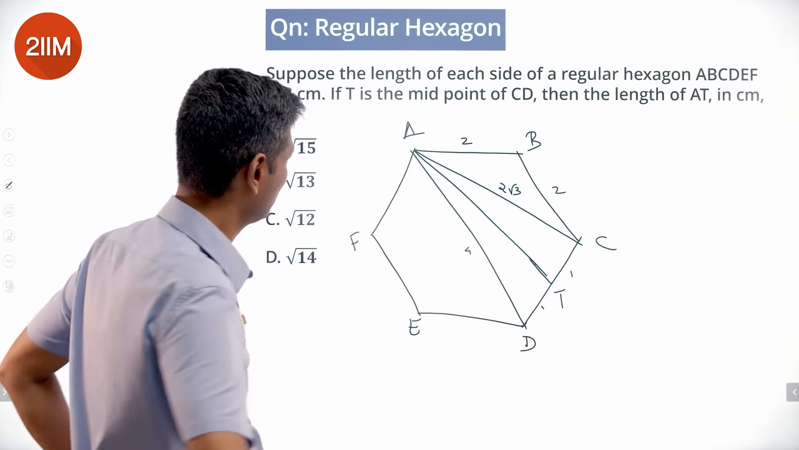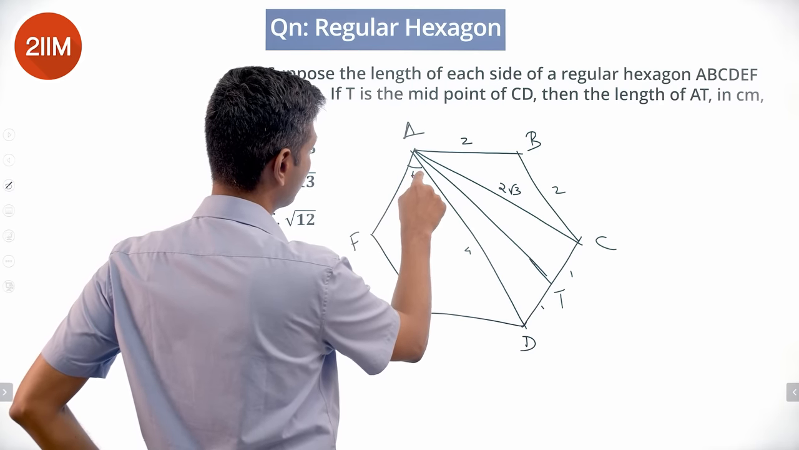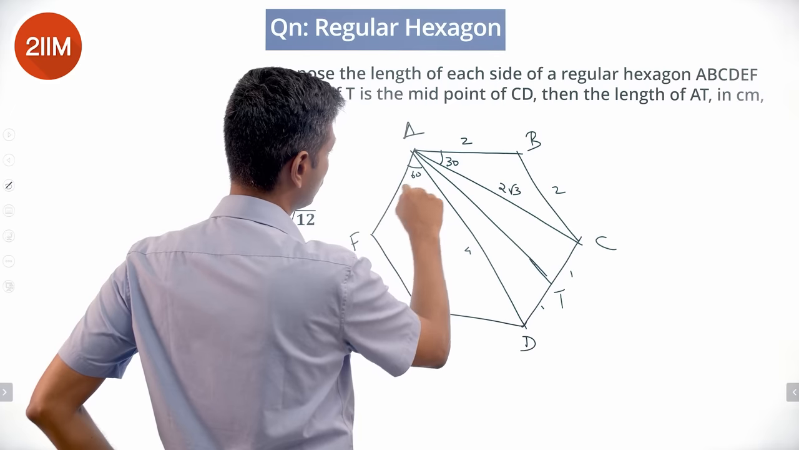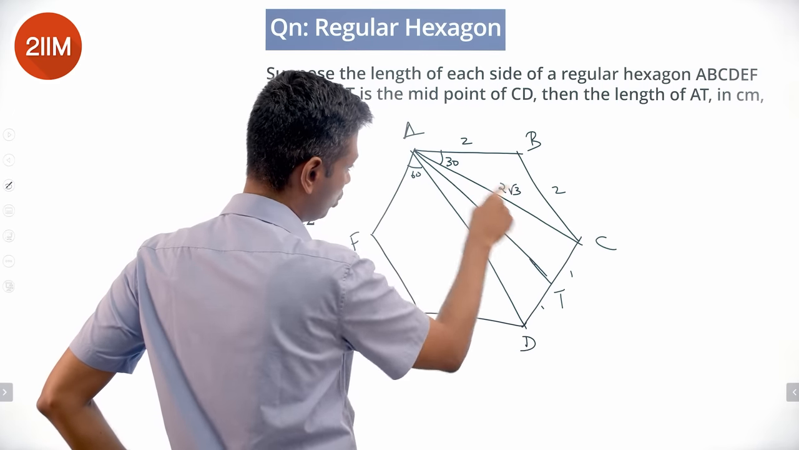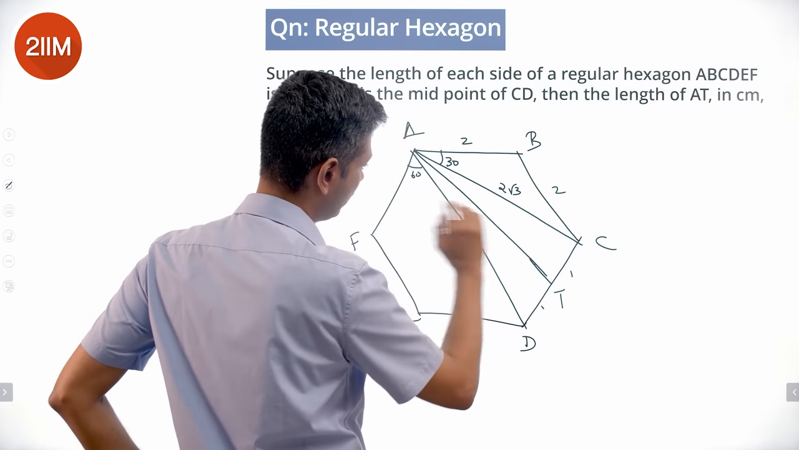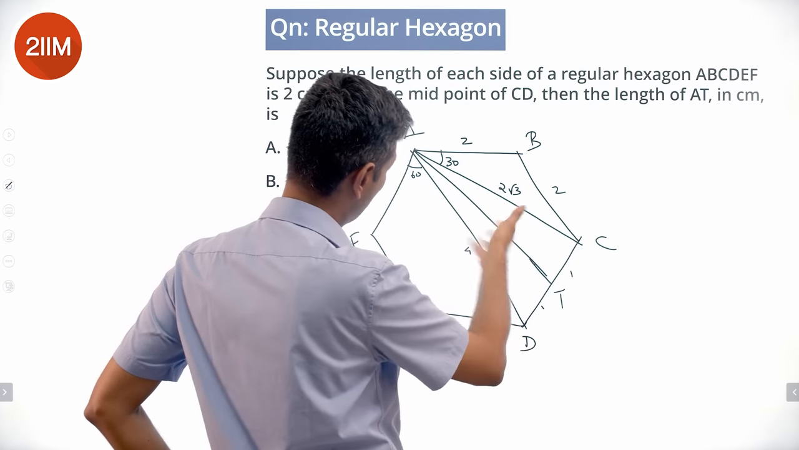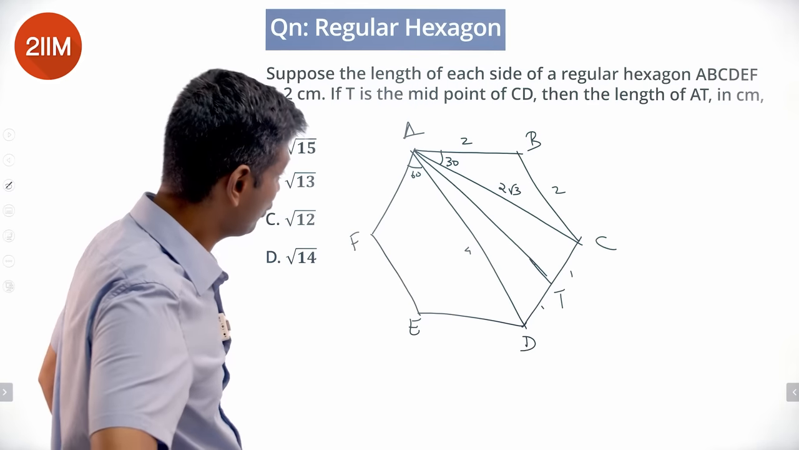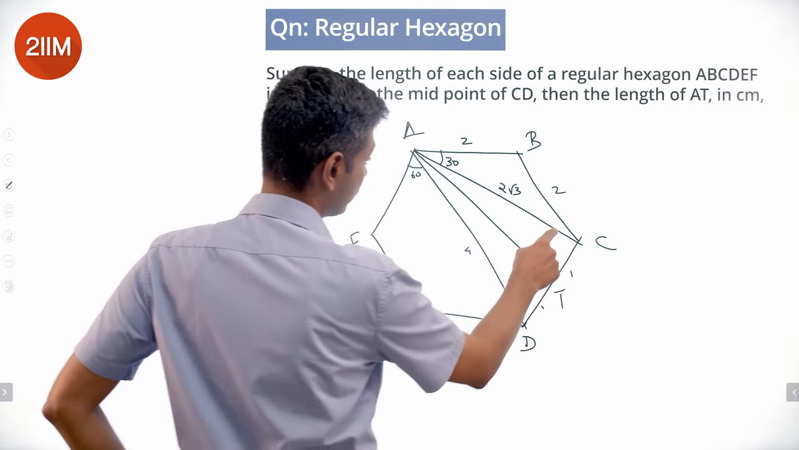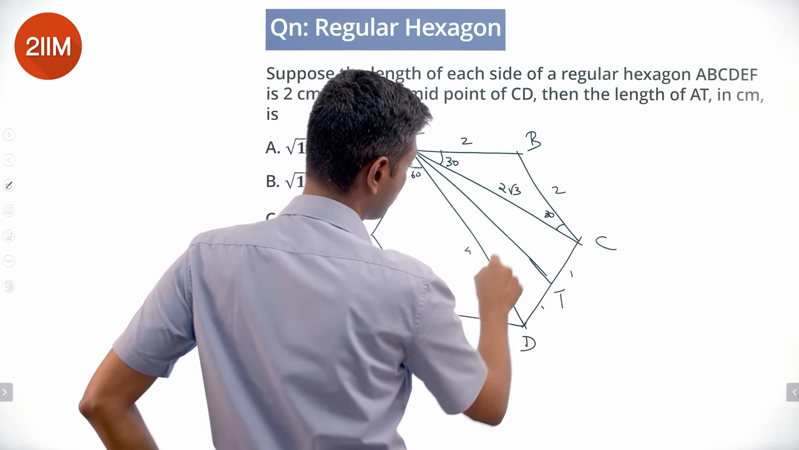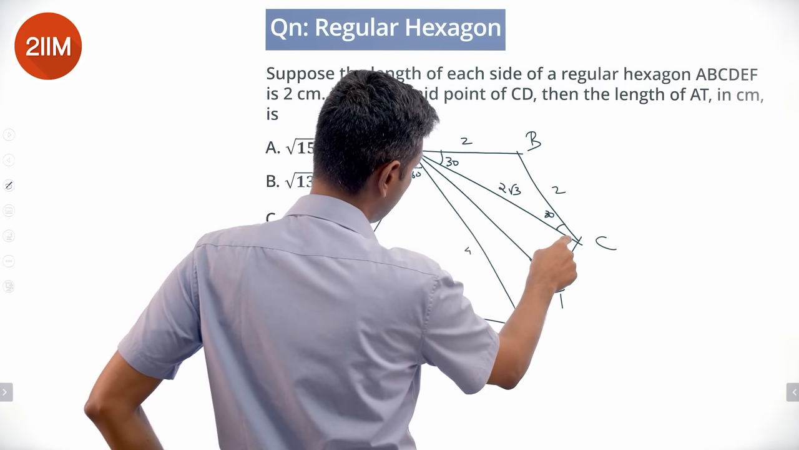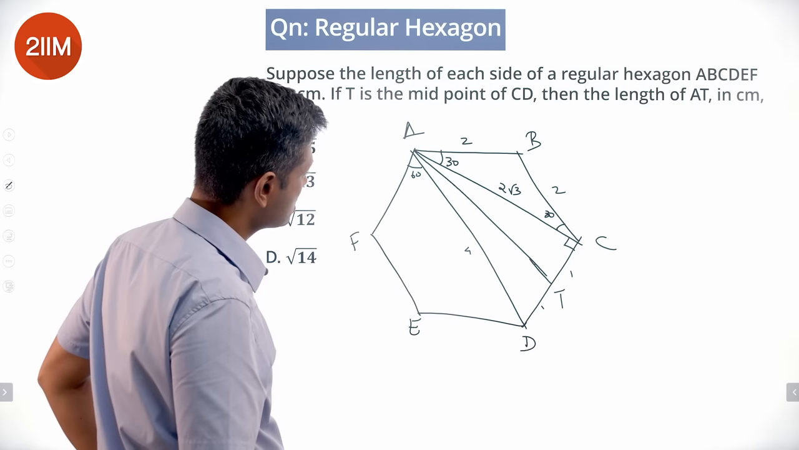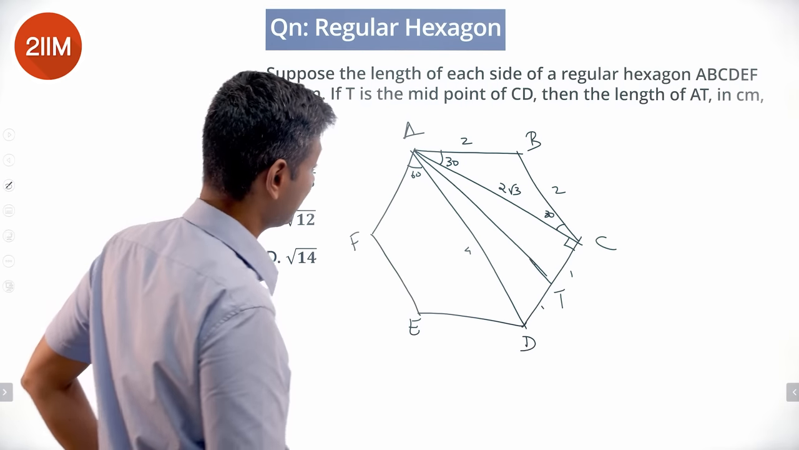It's still tough because this is 60. And so this is 30. So this angle is 30. We know two sides. We know all three sides, so we can find that angle. But we want to find AT, not anything else. Very interesting question. This angle is 30. So this angle is 90. 2 root 3 and 1. So ACT is a right angle triangle.